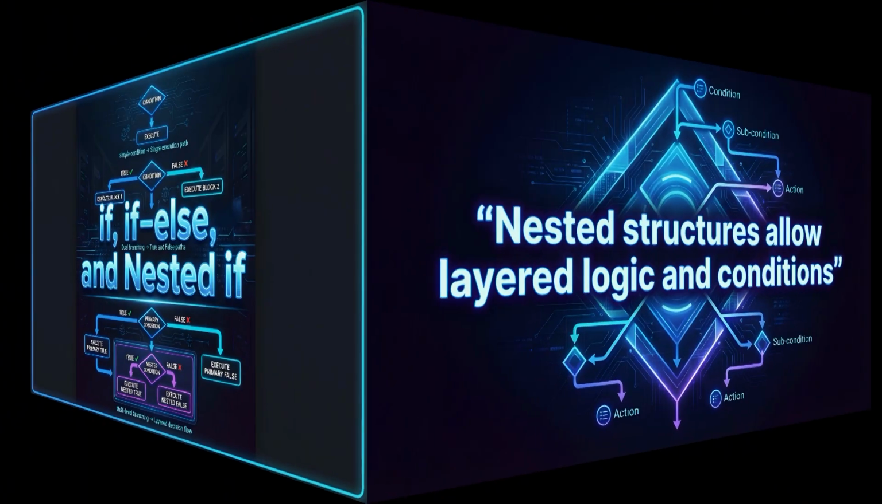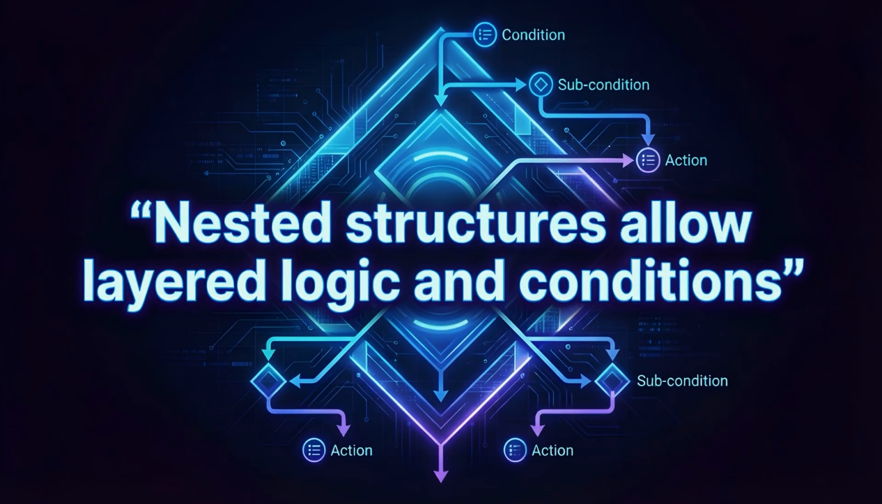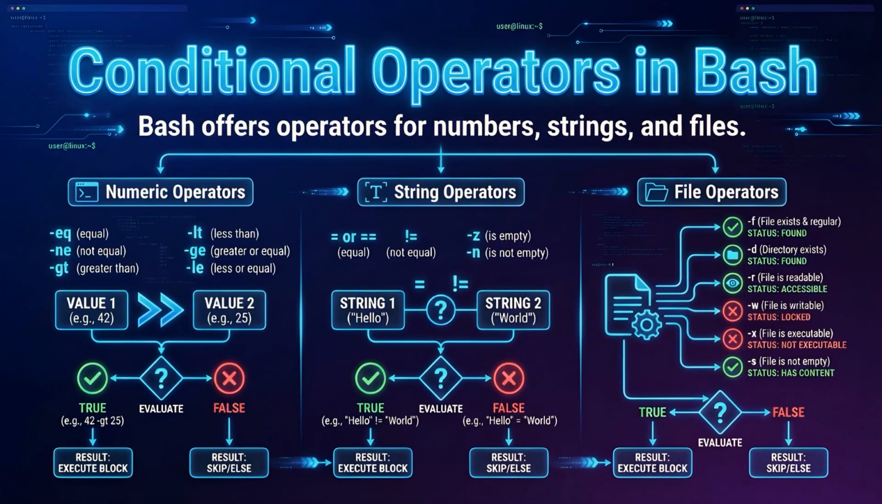So nested structures allow layered logic and conditions. Bash also offers operators for numbers, strings and files. For numeric comparison, we have operators like -eq for equal to, -ne for not equal, -gt for greater than, -lt for less than, -ge for greater than or equal to, and -le for less than or equal to.